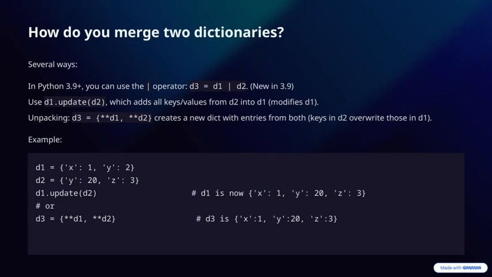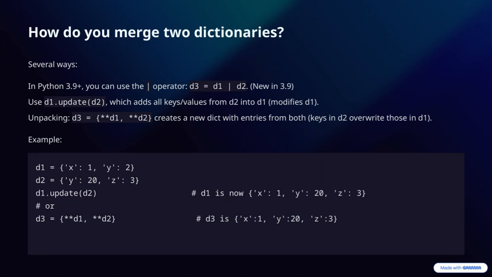All right, let's look at how we can merge 2 dictionaries in Python. One way is using the update method. For example, if we have d1 with keys x and y, and d2 with y and z, calling d1.update(d2) will add or overwrite keys in d1 with those from d2. So after this operation, d1 will have x, y, and z, with y's value now coming from d2.